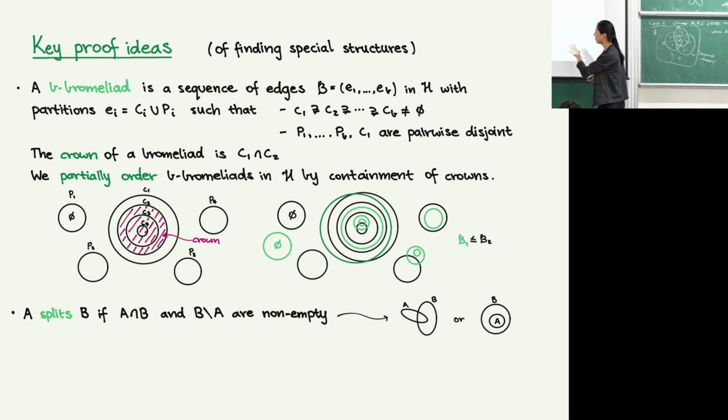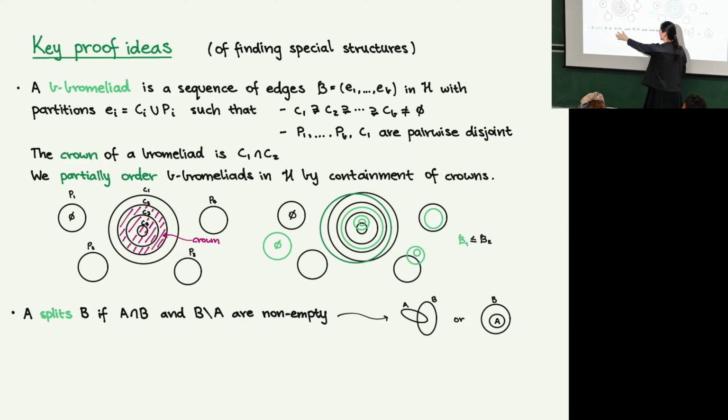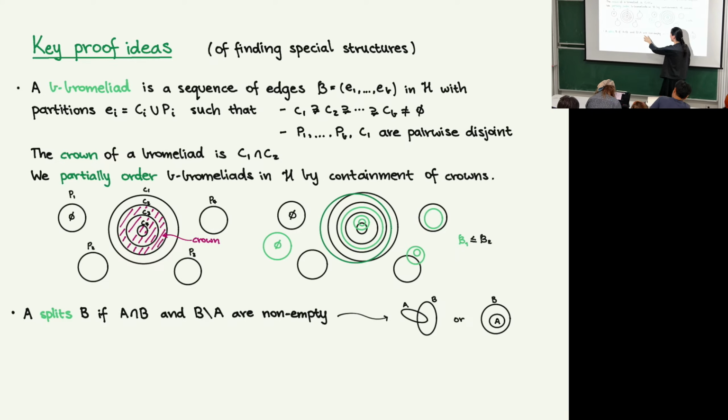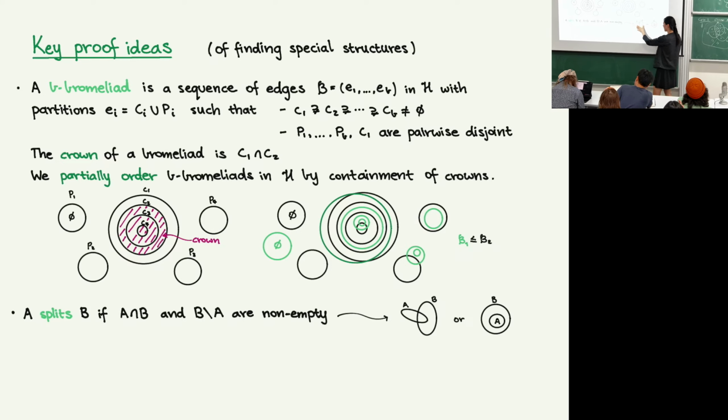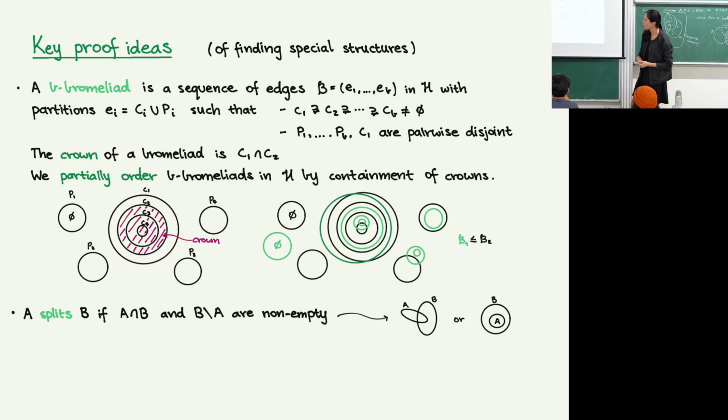So to do that, first let me define: if I have two sets A and B, I say that A splits B if the intersection and also B minus A are non-empty. So these are basically good cases where A really cuts into B, or it's also okay if A is contained in B. What we don't want is B contained in A, basically.